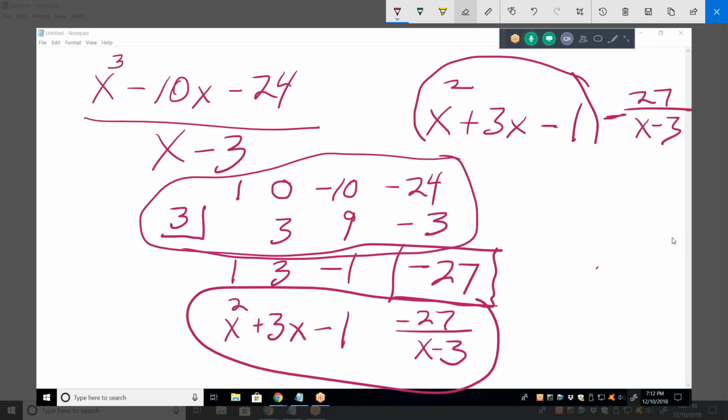All right, you got another one? Yeah. So the next is f of x is equal to x cubed plus 2x squared minus 9x minus 18. And I want you to factor it.